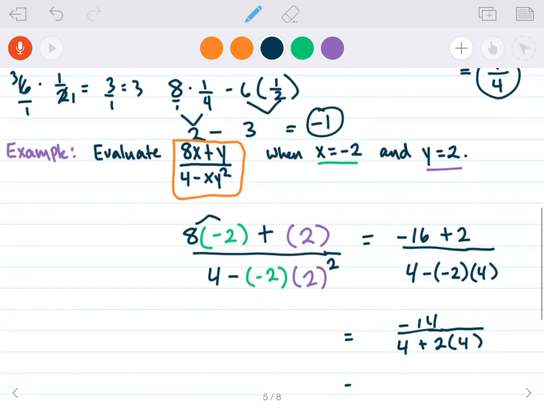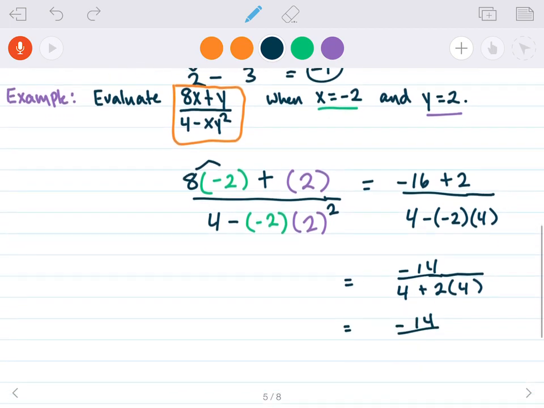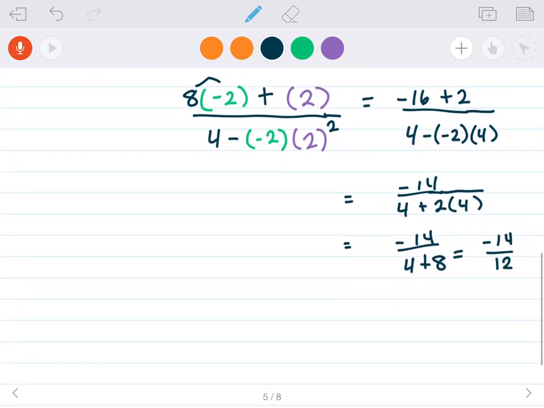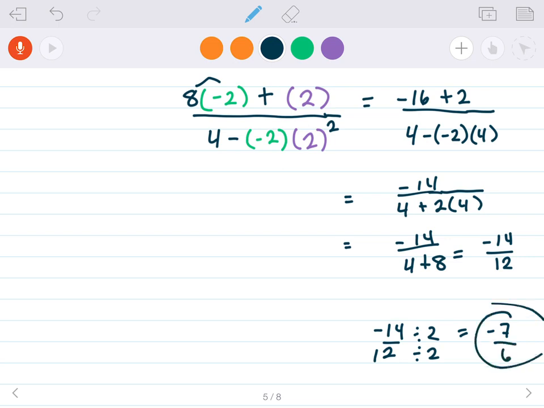Okay, so doing PEMDAS on the bottom, I want to take care of this multiplication. 2 times 4 is 8, so I'm left with negative 14 over 4 plus 8, and that becomes 12 on bottom. So negative 14 divided by 12 can be simplified, right? If we divide top and bottom by 2, we get negative 7 over 6, and that is our fully simplified answer right there.